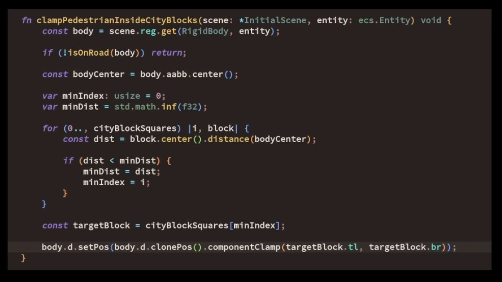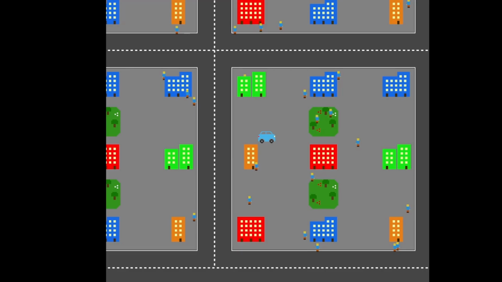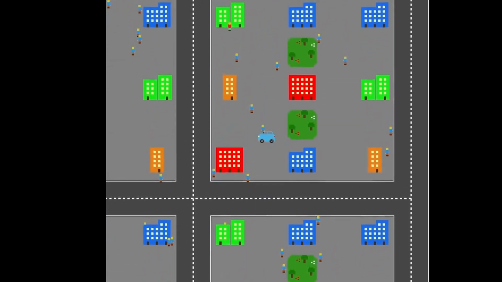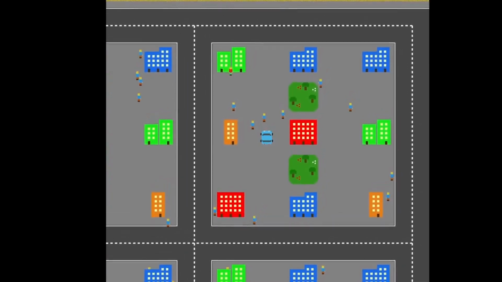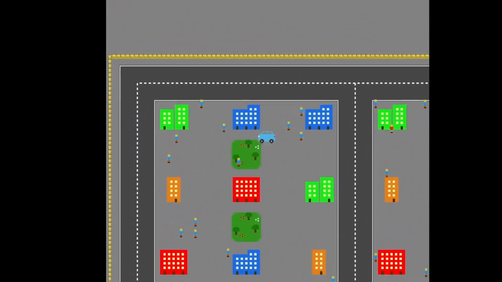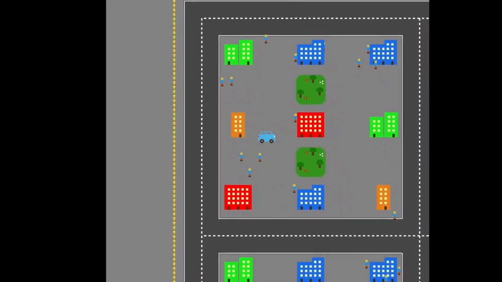Now let's test this. And you can see that no one is on the road and everyone is clamped into these squares. Alright, so the next thing we're going to do with the pedestrians is that they're in the way when you're coming in like this, and we want them to move out of the way when you're coming at them. So they'll go, oh my god, there's a car coming, and they will jump out of the way.